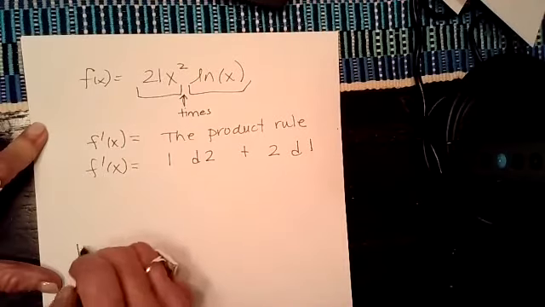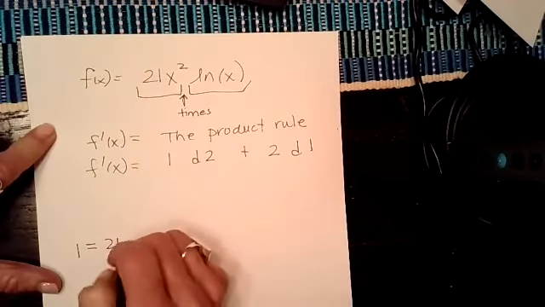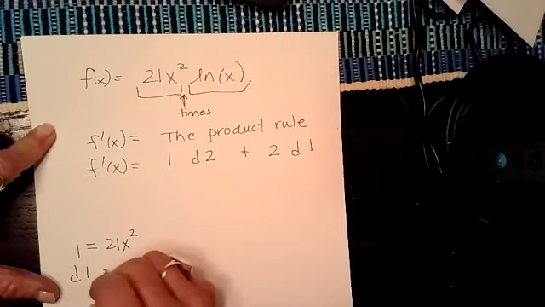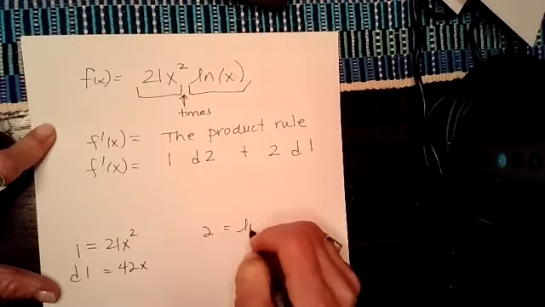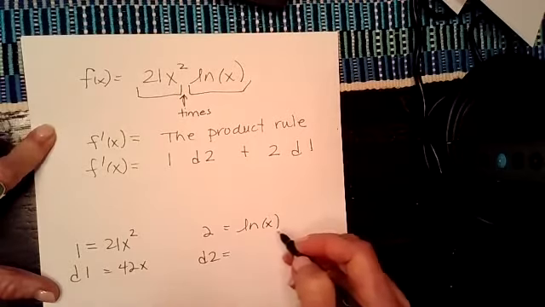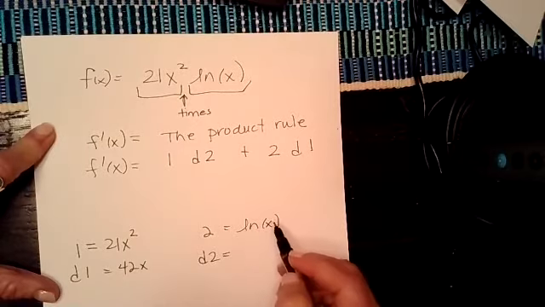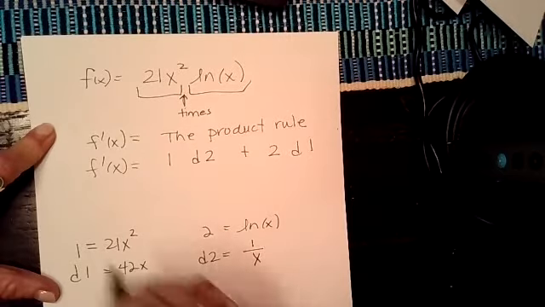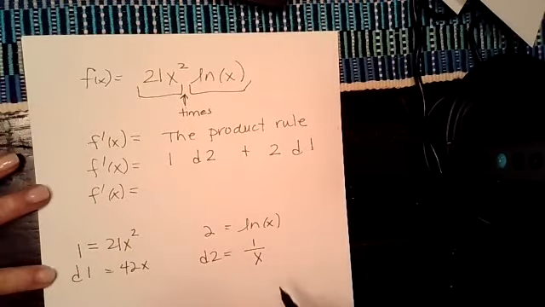And I'm going to just go down here and say, what's my first function? What's 21x squared? And what's the derivative of my first function? 42x. And my second function is the ln of x. And what's the derivative of my second function? Remember, the derivative of an ln doesn't have an ln in it. So the derivative of the ln of x is the derivative of x over x. So I have everything I need to put into my formula, and I'm not going to simplify it.